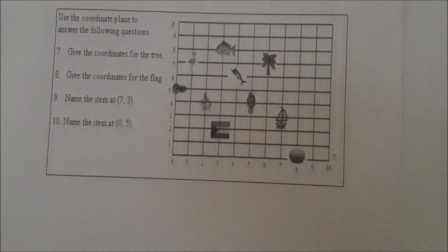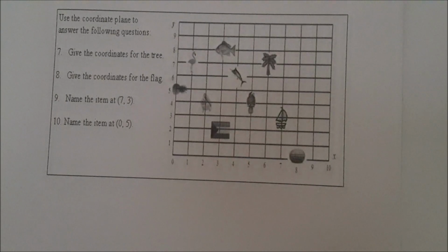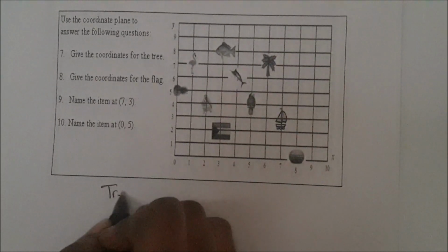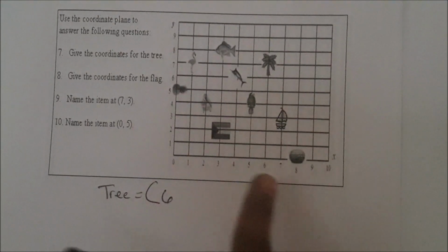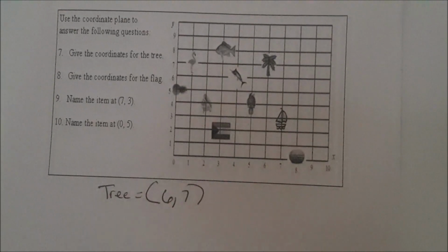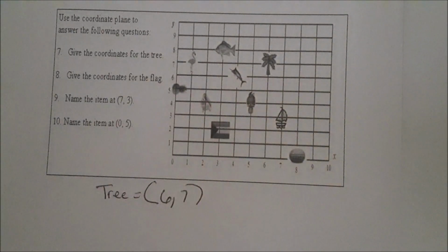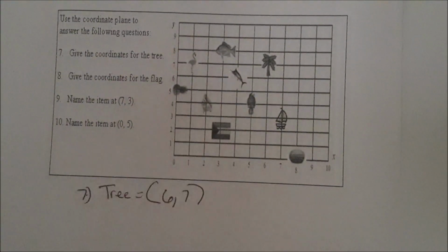Okay. So with the coordinates, we'll write the x first, so we'll write 7 equals brackets 6, which represents our x-axis, comma 7, which represents our y-axis. Okay, put number 7 to the front of that. 7. All right, do number 8.